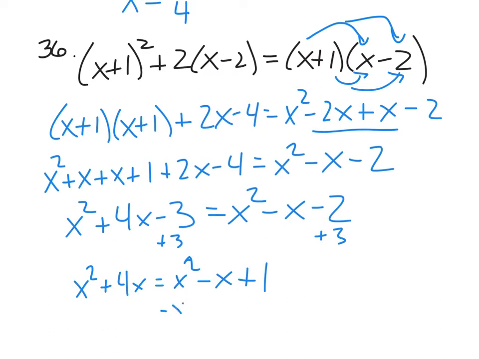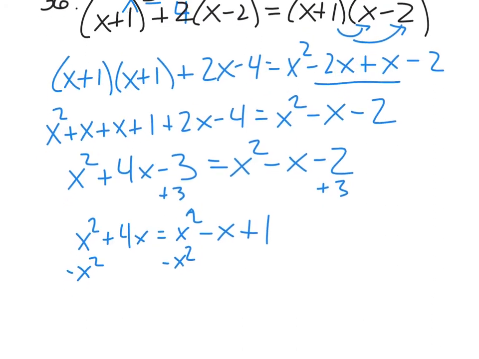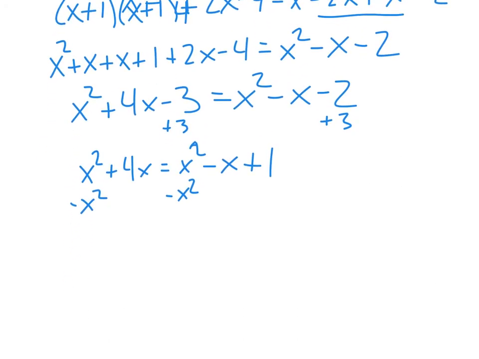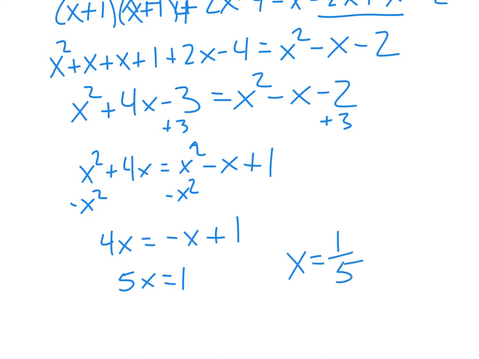All right, so we take an x squared away, and what happens with the x squareds? They cancel out. They're gone now, so that's nice. 4x minus x plus 1. Add x, so we got 5x equals 1. And then you just divide both sides by 5. You get x equals 1/5. Yep. Is that okay?